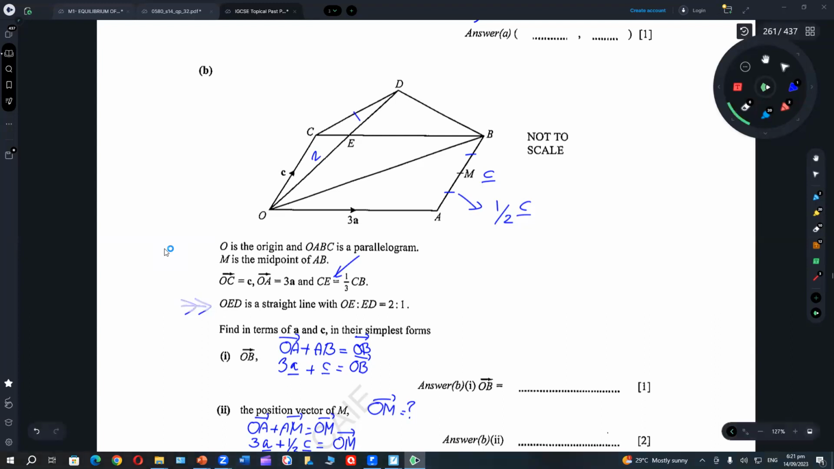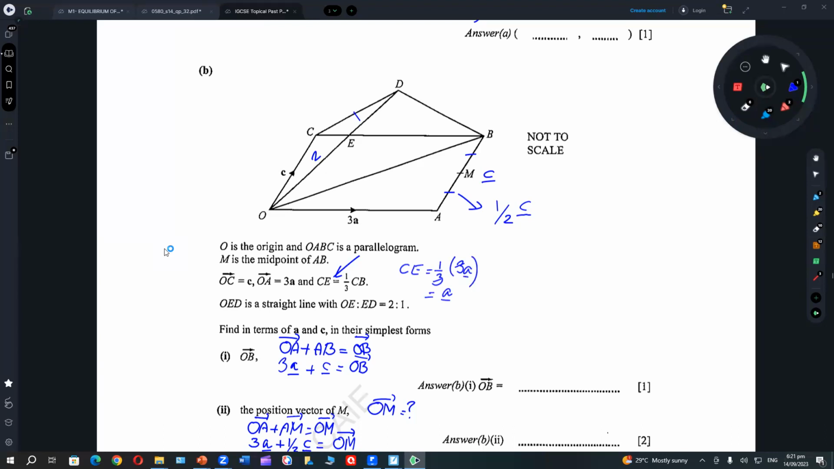Now look at this arrow. CE is equal to one third CB. Can you look on the diagram? It's a parallelogram. Can you tell me what is CB in terms of small letter? 3A. Very good. So CE is equal to 1/3 of 3A. The 3 will cancel, and A is left. So I have the CE.